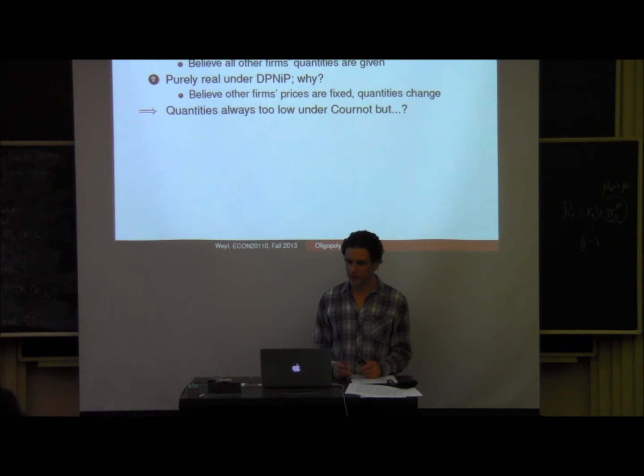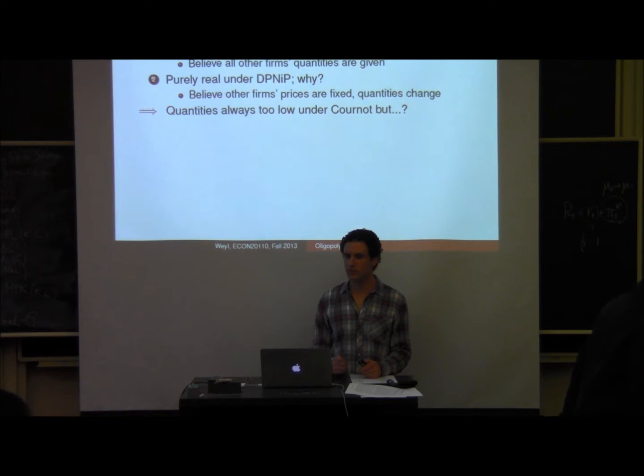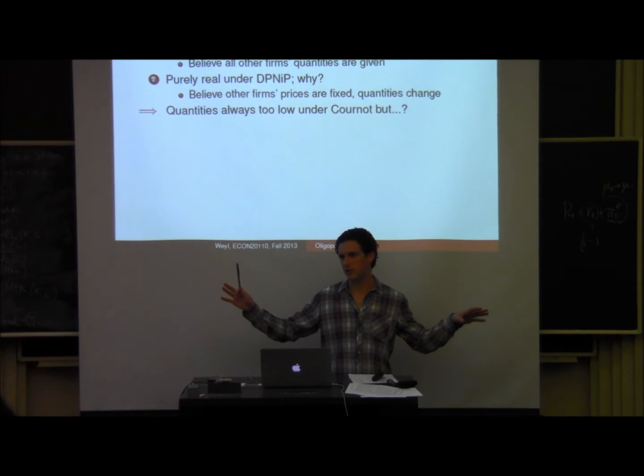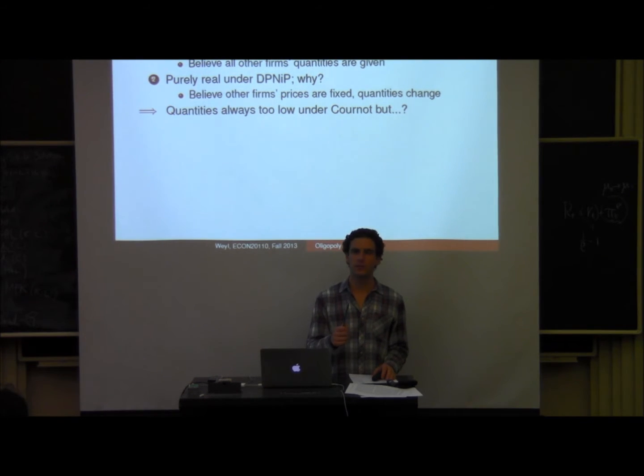So this implies that quantities are always going to be too low under Cournot. Why is that? Because when the firm increases its quantities, it has purely pecuniary externalities on all the firms, and it is a direct positive externality from increasing its quantity on the consumers, and that means it's going to choose too low of a quantity, right?